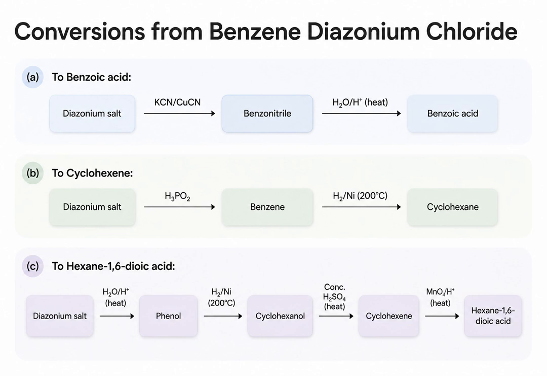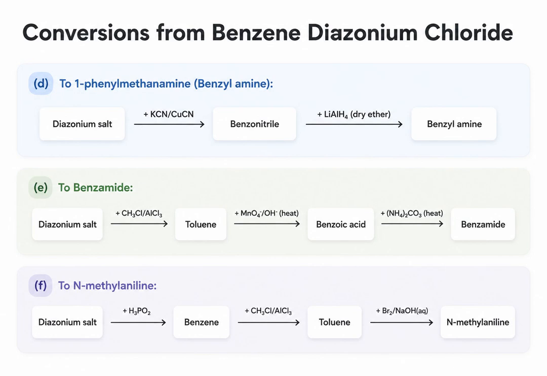a dicarboxylic acid. Continuing with diazonium conversions, to make benzylamine, we again form benzonitrile, but this time we reduce the nitrile group with lithium aluminum hydride. To synthesize benzamide, we can perform a Friedel-Crafts alkylation on the diazonium salt to get toluene, oxidize the methyl group to a carboxylic acid using permanganate, and then heat it with ammonium carbonate to form the amide.